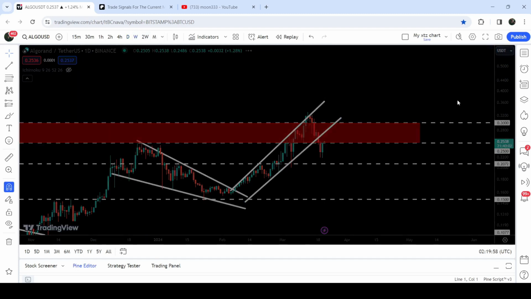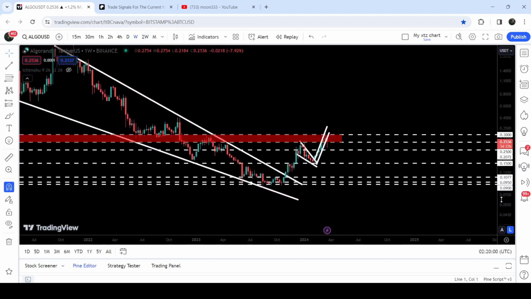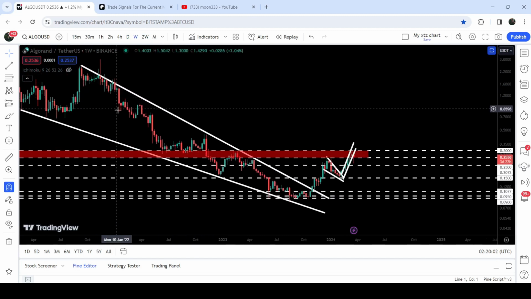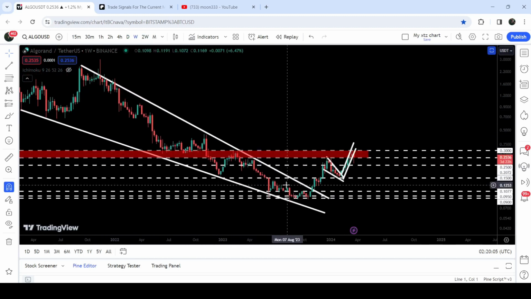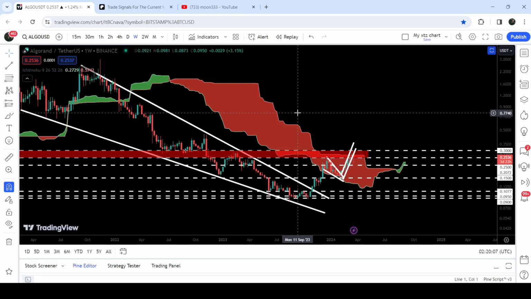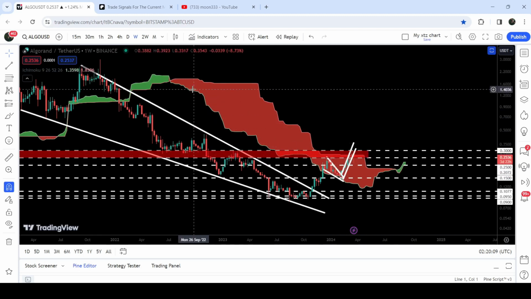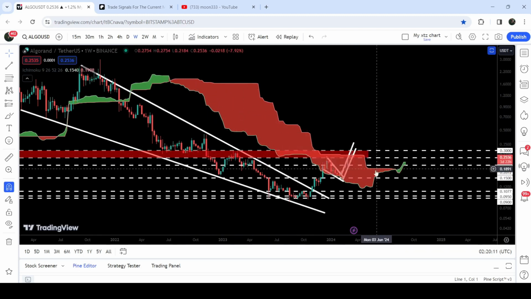And I would also like to show you this huge breakout that happened on this 7 days time frame chart from a very big falling wedge pattern as well. And at the same time, you can see that the price line is struggling to break out of this very huge resistance of the Ichimoku bearish cloud as well.